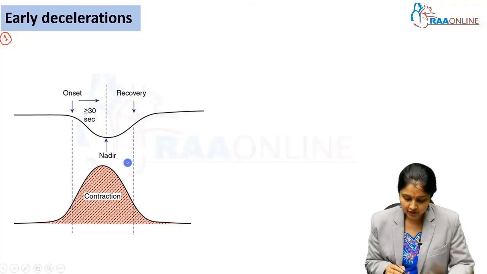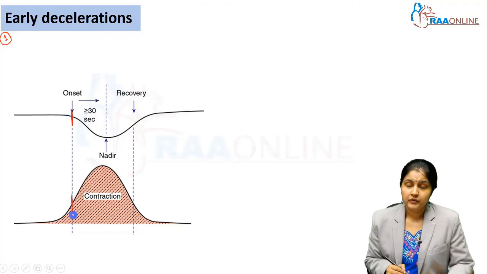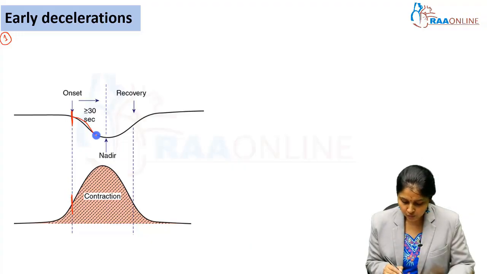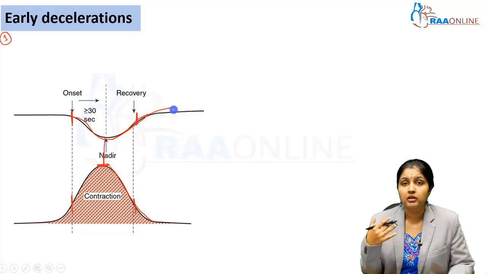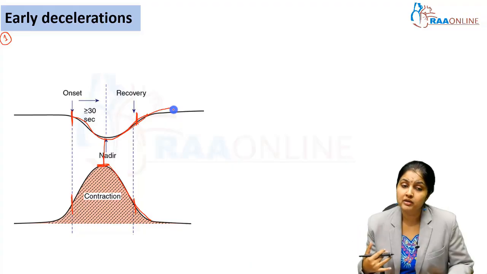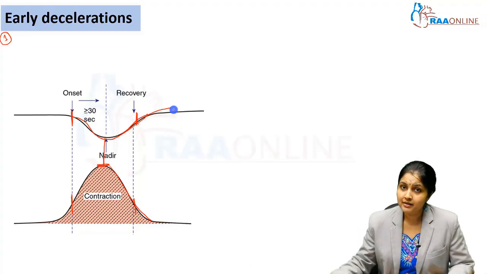So early decelerations are when the onset of the deceleration coincides with the onset of the contraction, and the trough or the lowermost part of the baby's heartbeat coincides with the peak of the contraction, and as the contraction dies down, the deceleration also comes back to the normal FHR. So these are decelerations that actually mirror the contractions. So why does this happen?